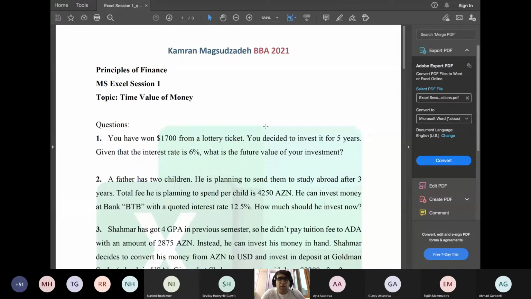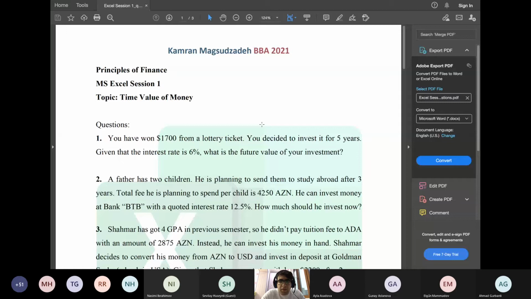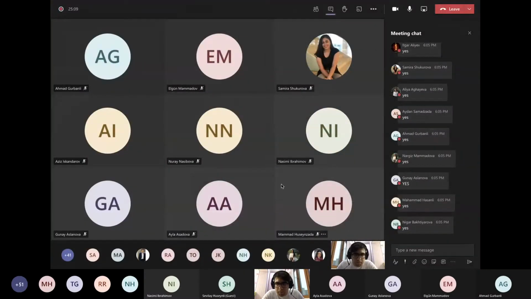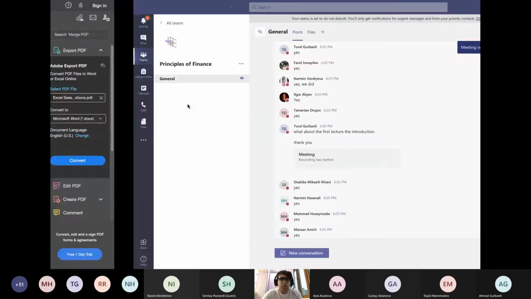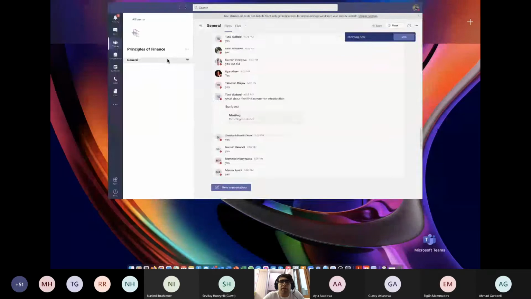The first question says you have won $1,700 from a lottery ticket. You decided to invest it for 5 years. Given that the interest rate is 6%, what's the future value of your investment? Guys, do you see the questions? Okay, great. So the question is asking for the future value of the money you won from the lottery ticket. Let's go to Excel.